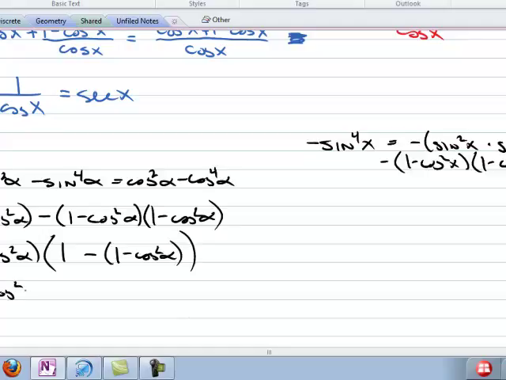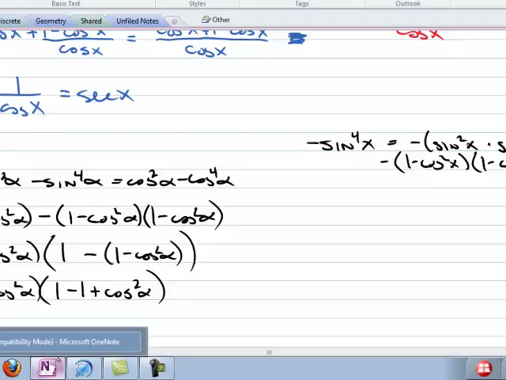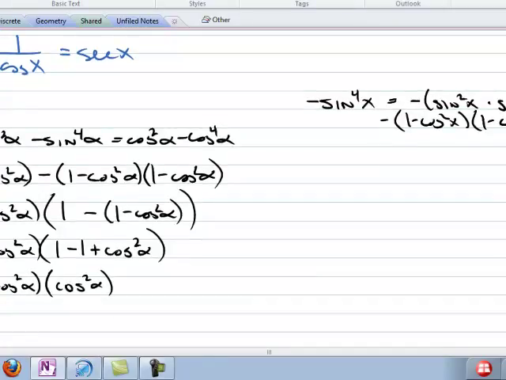So I have 1 minus cosine squared alpha, and if I distribute that minus sign, I've got 1 minus 1 plus cosine squared alpha. 1 minus 1 is 0. So I've got cosine squared. Hey, look at that. And if I distribute that, I have cosine squared minus cosine to the 4th.